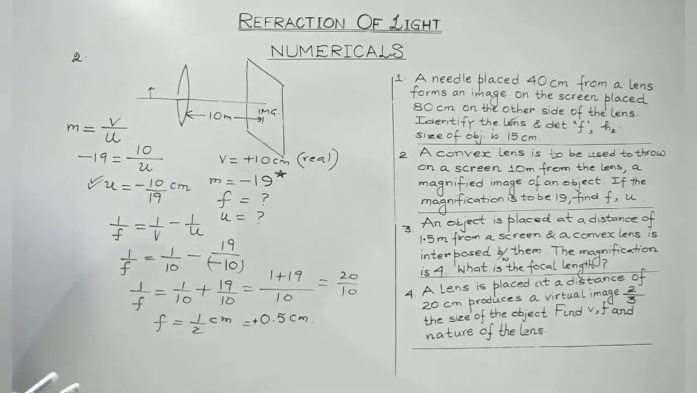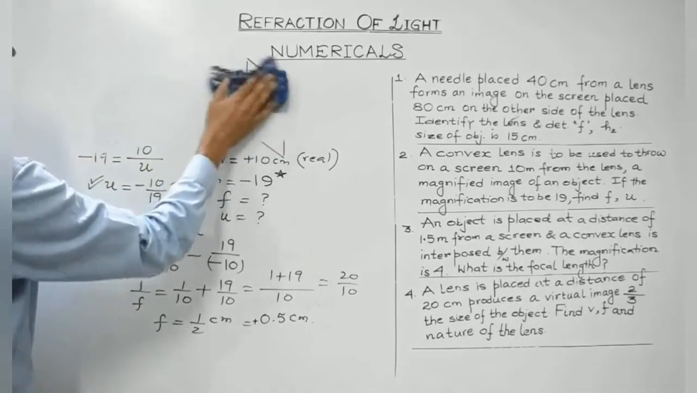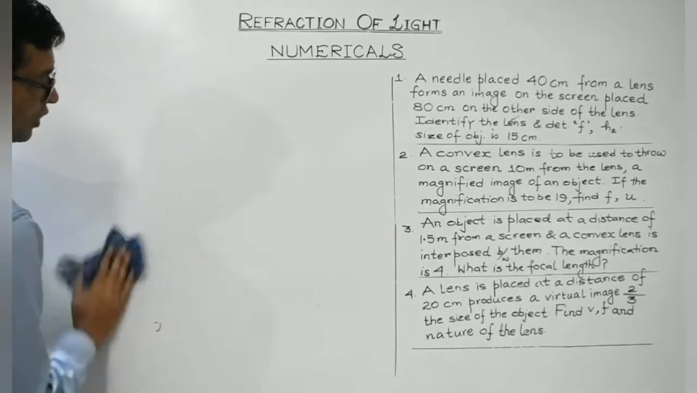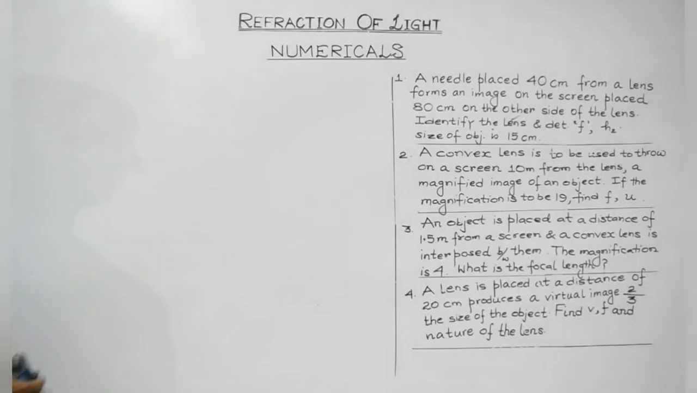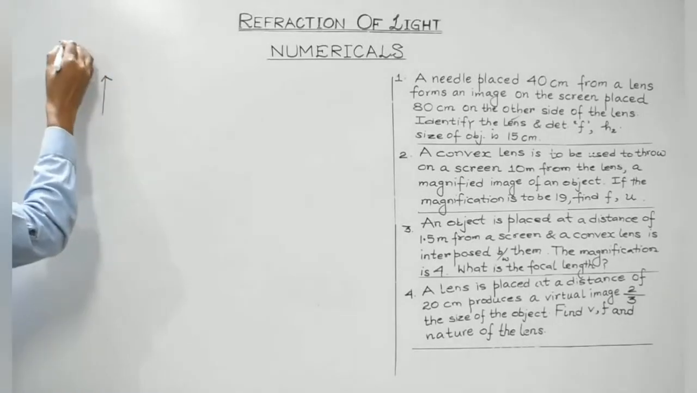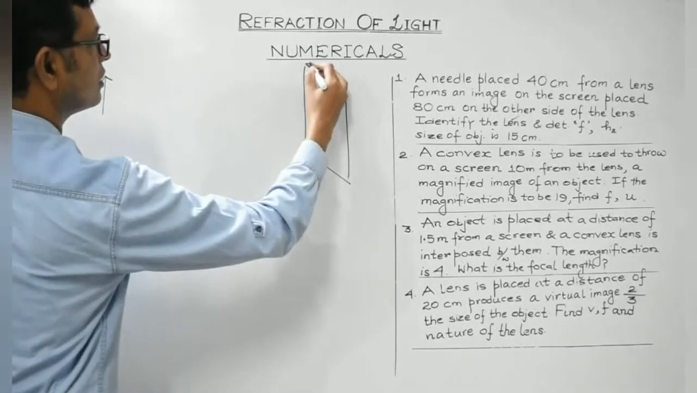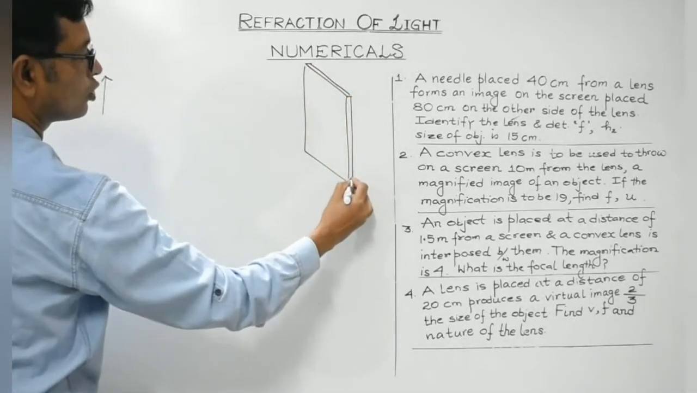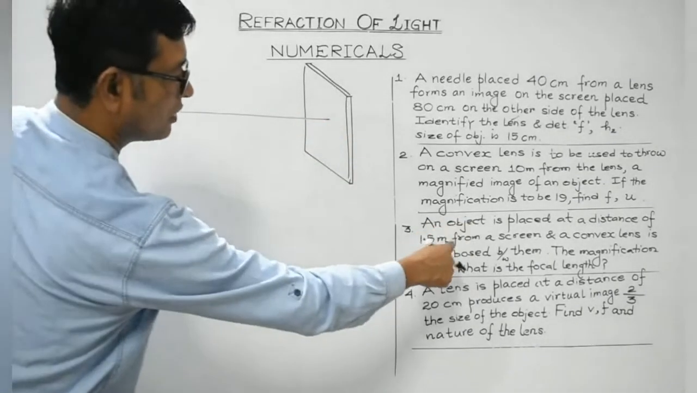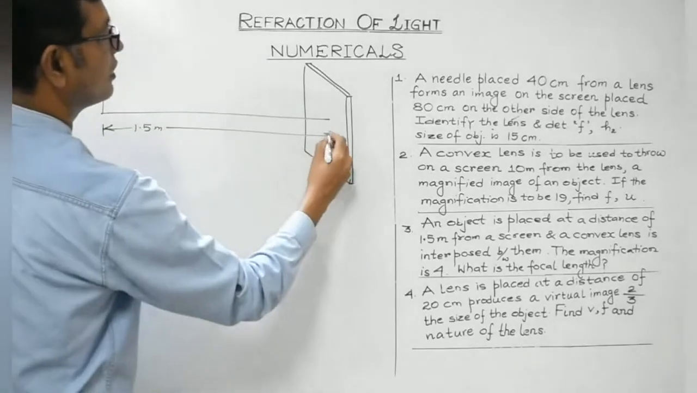Okay. Let's proceed with the third question. Third question is, students, an object is placed at a distance of 1.5 meter from a screen and a convex lens is interposed between them. Okay, this is the object, suppose. We are discussing third question. And this is the screen, suppose. Screen means the image is to be obtained on the screen, means image must be real. And this is the distance between them. The distance between them is given to be 1.5 meter.